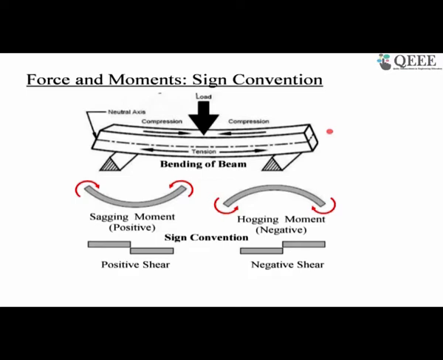As I said, you can use your own sign convention, but whatever sign convention you use, please be consistent with it. If you mix the sign conventions, then you will be in great trouble. The reason is, if you take this as positive, the positive bending moment causes tension at the bottom, compression at the top. But if you take this as positive, then this bending moment causes tension at the top, compression at the bottom.